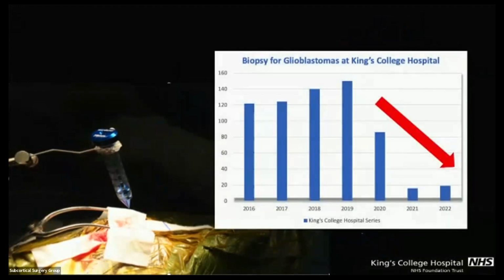And this is also clear from our department. On these statistics that we did, we see that we implemented MIPS back in 2020, and we can see a clear decrease in the numbers of the biopsies that we are performing for glioblastomas. And this does not have to do with the fact that we're receiving less patients. On the contrary, we receive more patients than before.